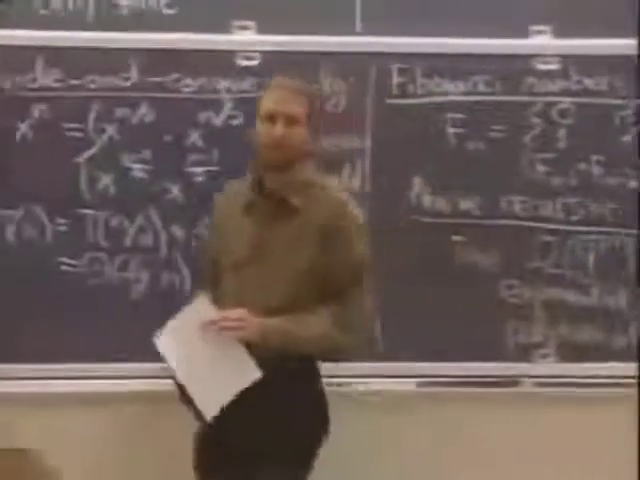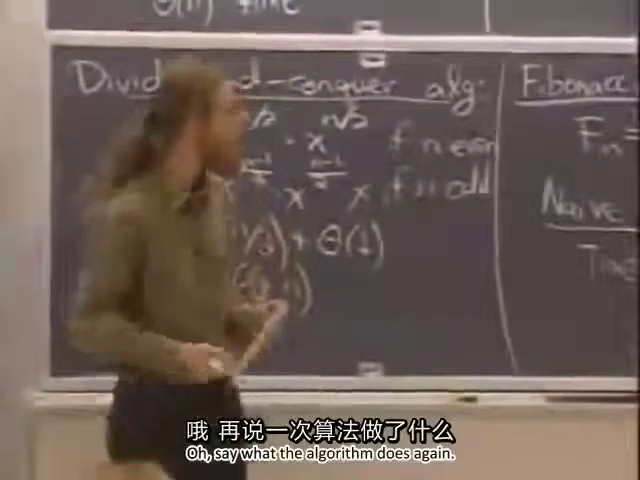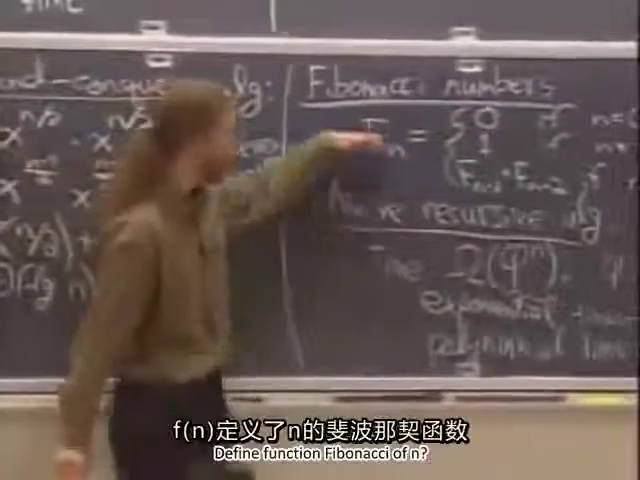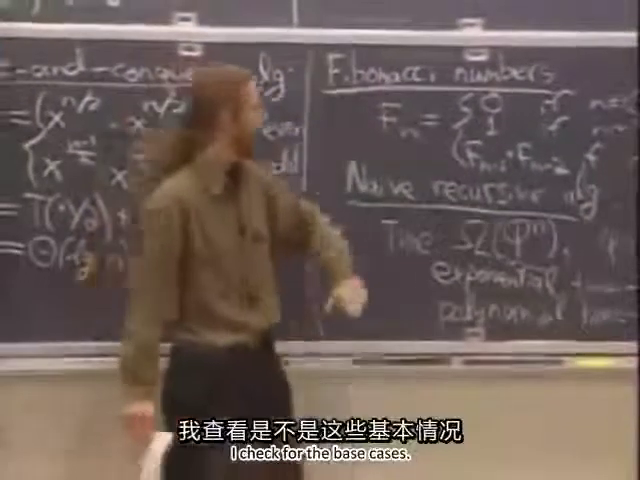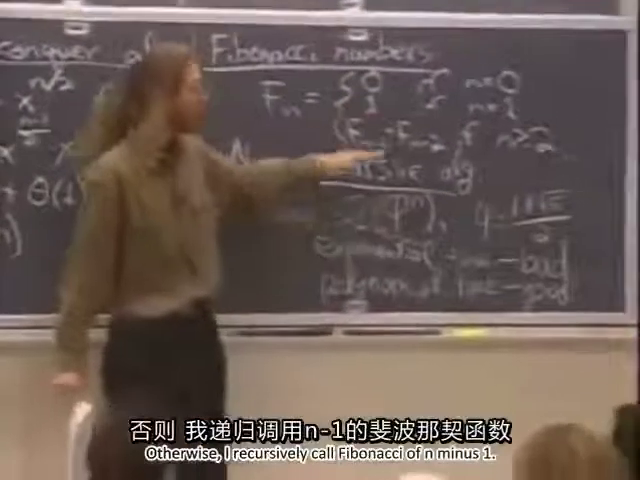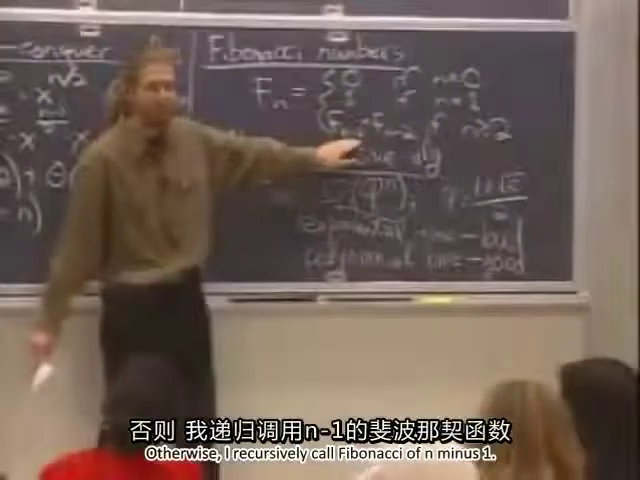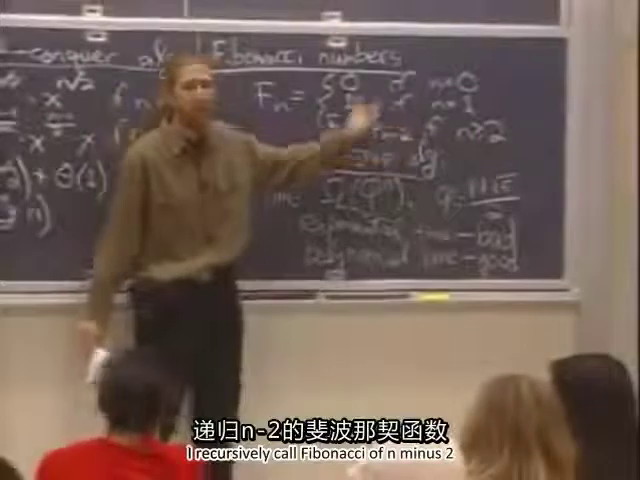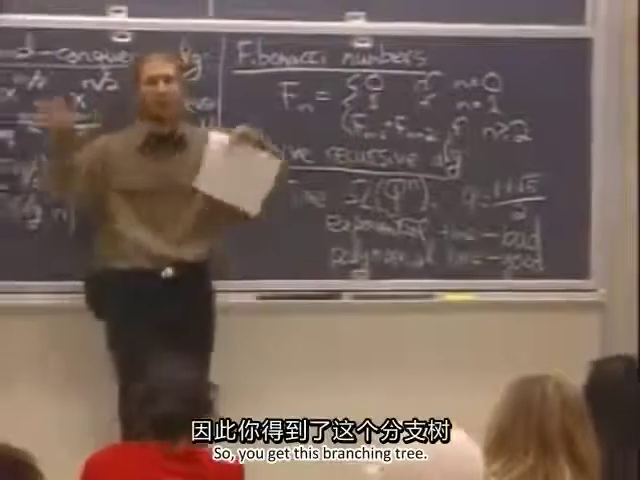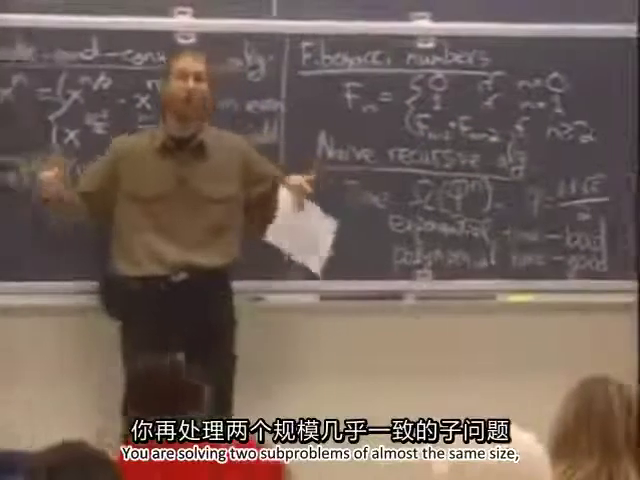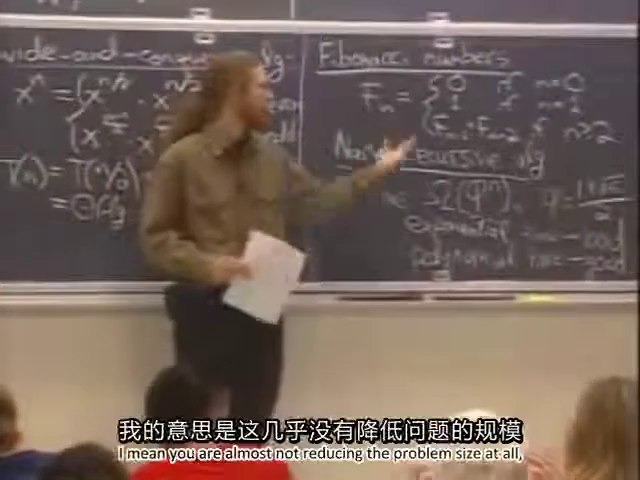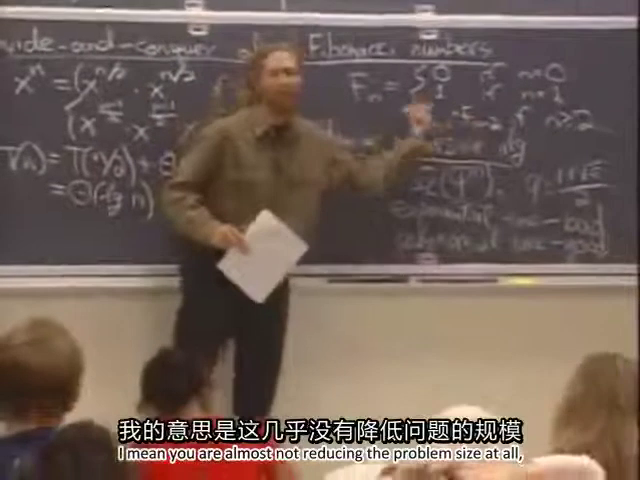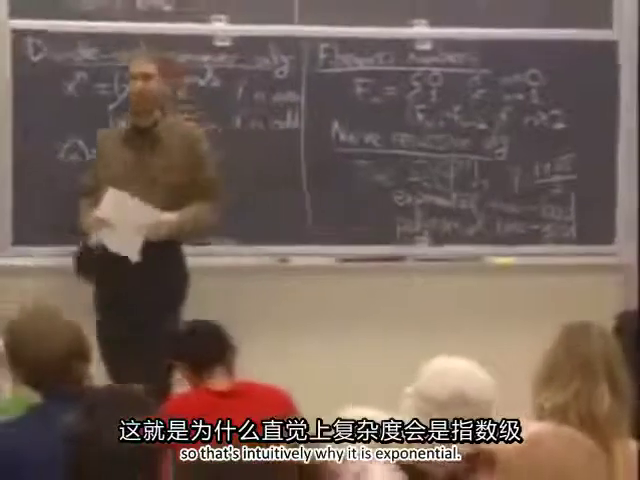Question? Say what the algorithm does again. So it's just f of n, so define the function Fibonacci of n. I check for the base cases, and otherwise I recursively call Fibonacci of n minus 1. I recursively call Fibonacci of n minus 2, and add those two numbers together. So you get this branching tree. You're solving two subproblems of almost the same size, just additively smaller by 1 or 2. So you're almost not reducing the problem size at all. So that's intuitively why it's exponential.